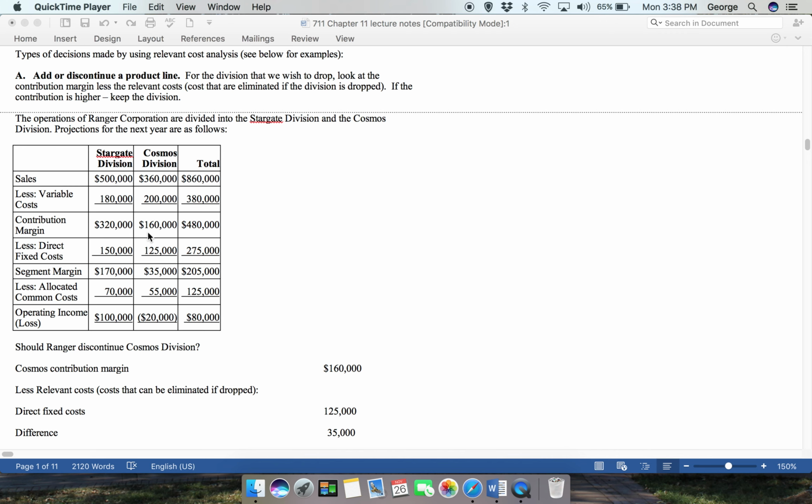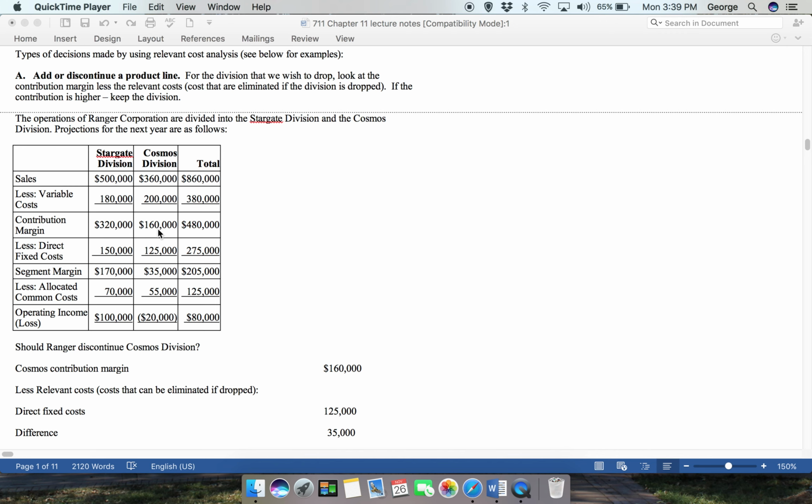So this company, I'm looking at these two divisions, and Cosmo's division has a $20,000 loss. So you might think at first glance, hey, drop Cosmo's and they're going to increase income by $20,000. But that's not true because Cosmo has a positive contribution margin, and that contribution margin is covering some of our fixed costs. So if we were to drop Cosmo's, we're not going to increase income by $20,000.